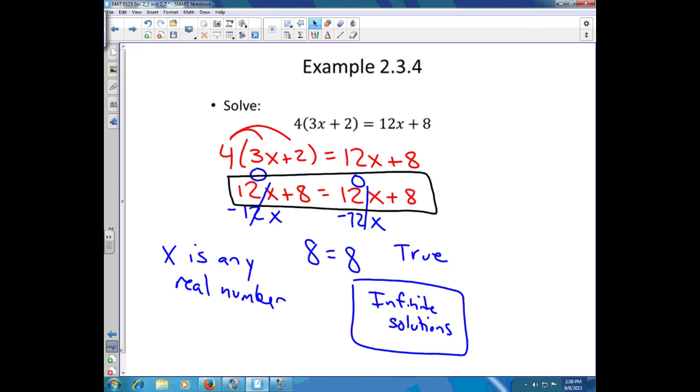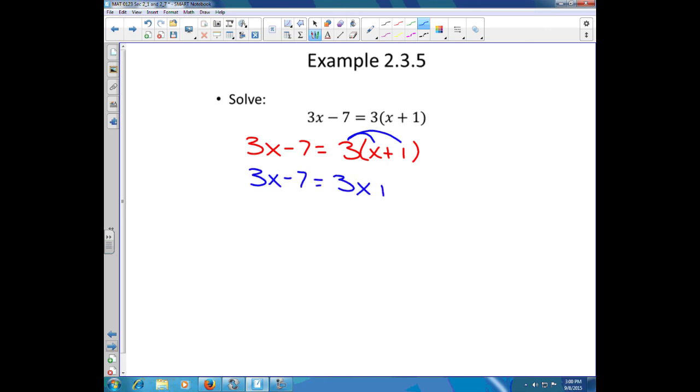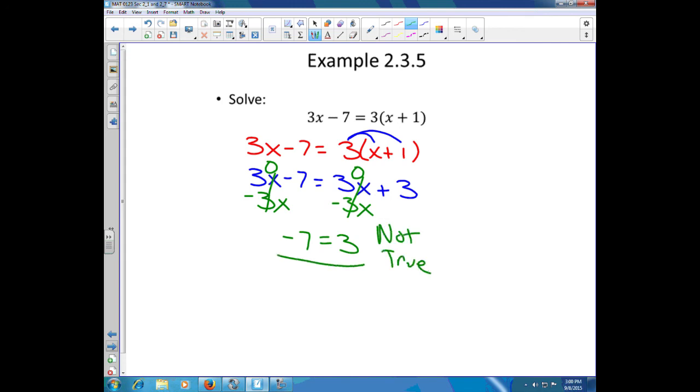Let's try another example. We got 3x minus 7 is equal to 3 times x plus 1. Well, we can distribute on the right-hand side. And we get 3x minus 7 is equal to 3x plus 3. Now, we want to subtract 3x from both sides so we can move the x's. Well, 3x minus 3x is 0, and we're left with negative 7 is equal to 3. Obviously, this is not a true statement. Negative 7 is not equal to 3.